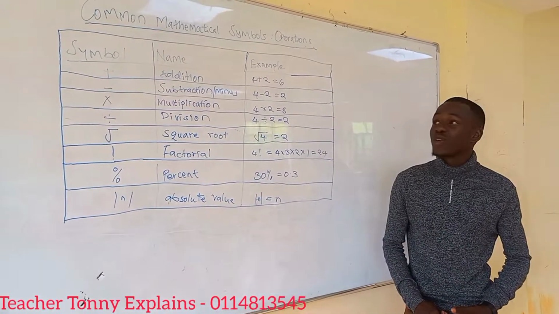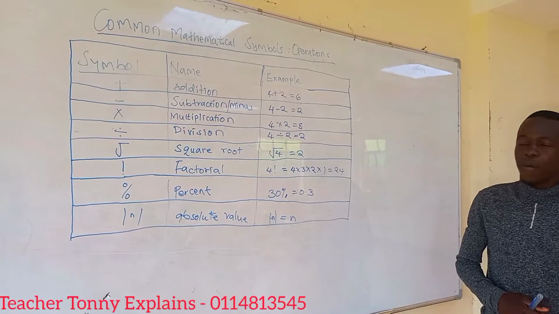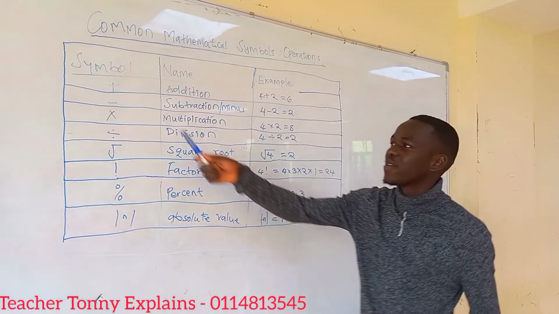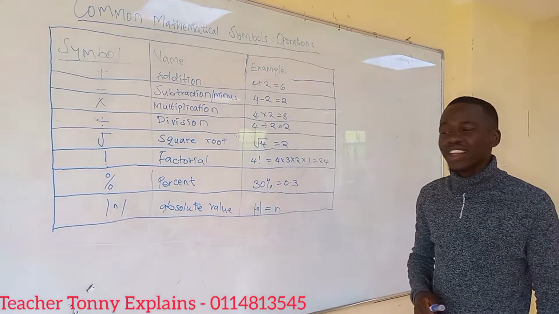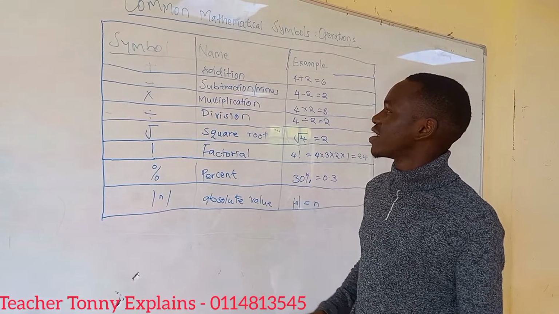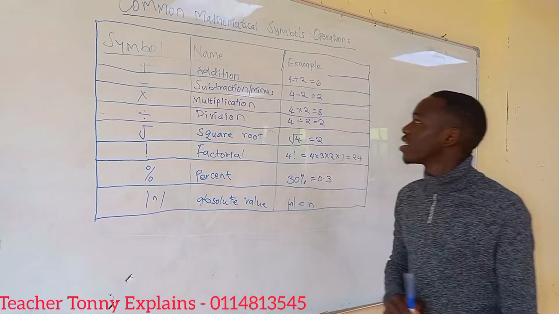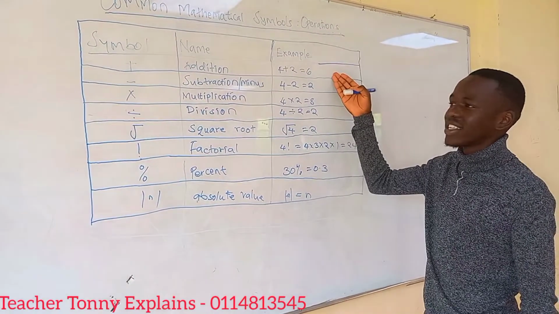Welcome to today's tutorial. Today we're going to talk about common mathematical symbols, that is operations. We're going to state the symbol, how we name the symbol, and the example. So number one, we're going to talk about this symbol. It is called addition symbol. For example, we're going to have 4 plus 2, we get 6.